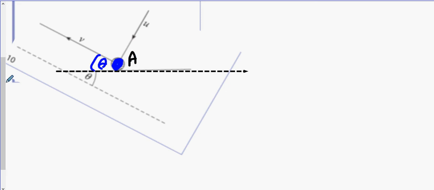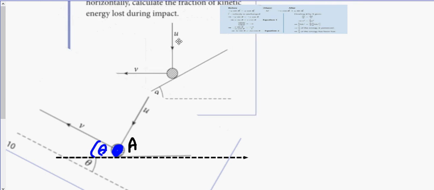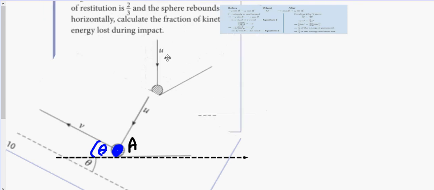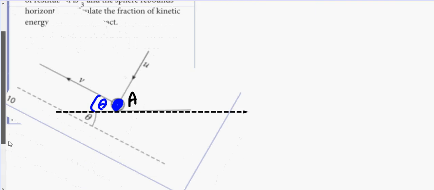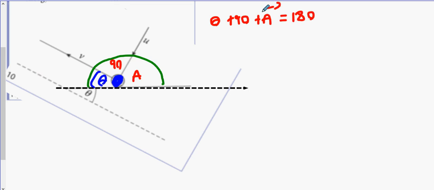Does it even have an angle? Do we have an angle? Theta. So what we're trying to calculate is the fraction of energy loss during impact. Okay, fun times. Now, I think we have this straight angle. I'm not introducing A here. I don't want to introduce A if I can help it. Straight angle would mean that this is 90. And if that was still A, I'd say that theta plus 90 plus A equals 180. This means that A on its own would be 90 minus theta.